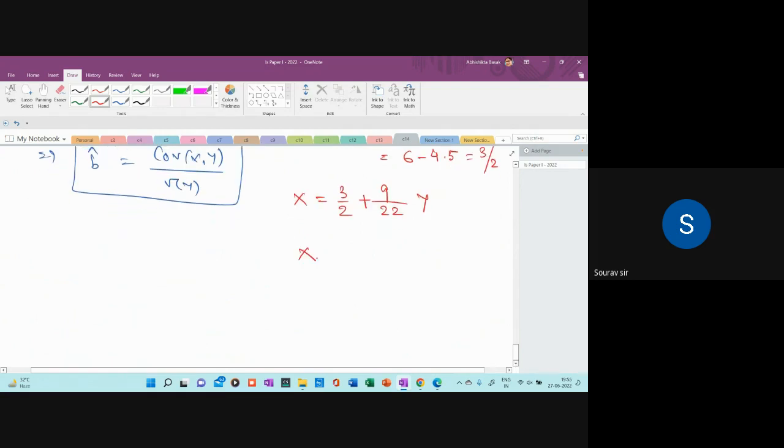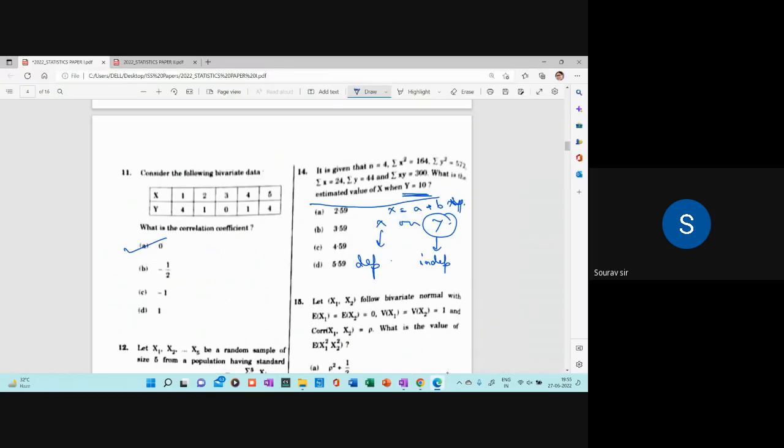Now we have to find x when y equals 10. So 3 by 2 plus 9 by 22 into y, where y is 10. Now you need to compute this. So let it be 33 by 22 plus 9 by 22 into 10, that is 90 by 22. So let's compute this. This is 90 plus 33 divided by 22. So it will be 5.59, approximately equal to 6. Let's check this. 5.59. This is your answer.